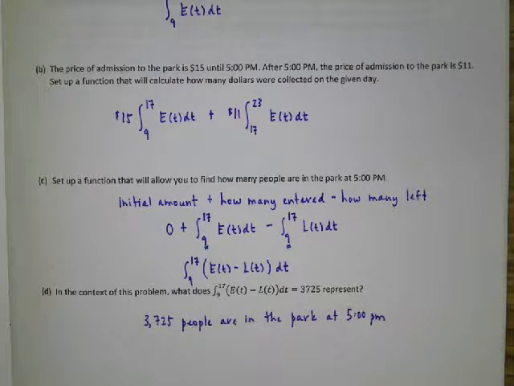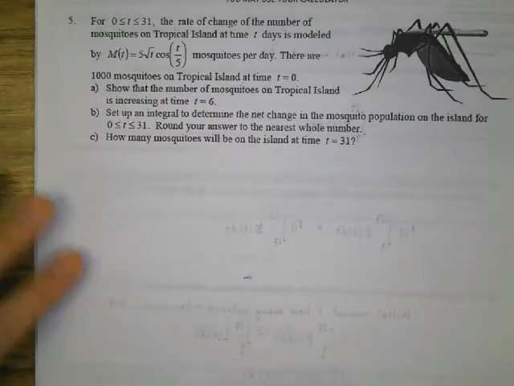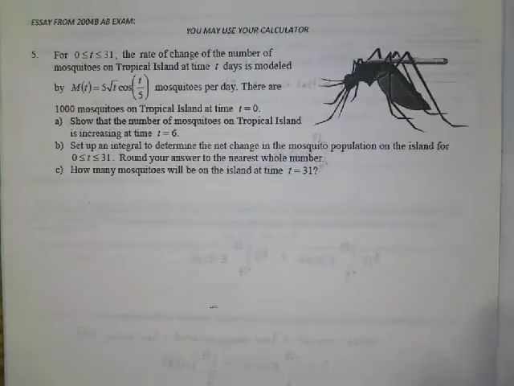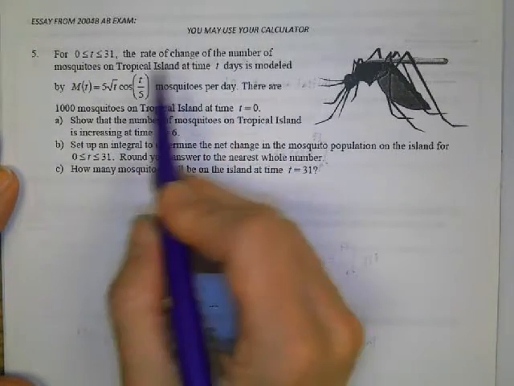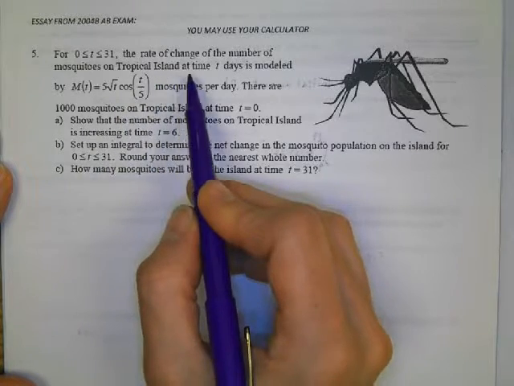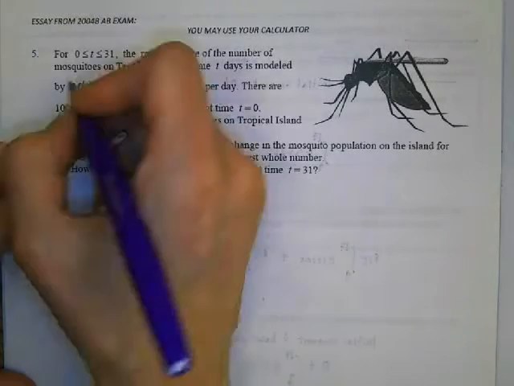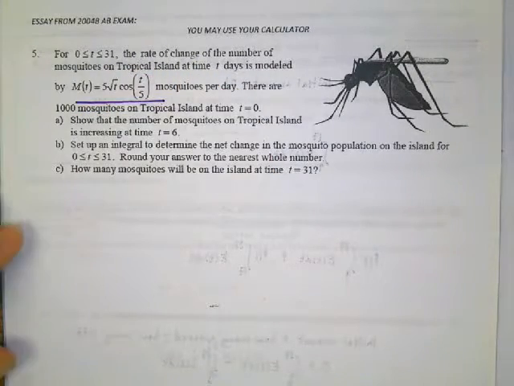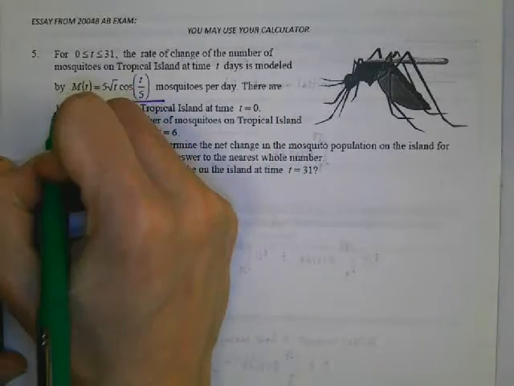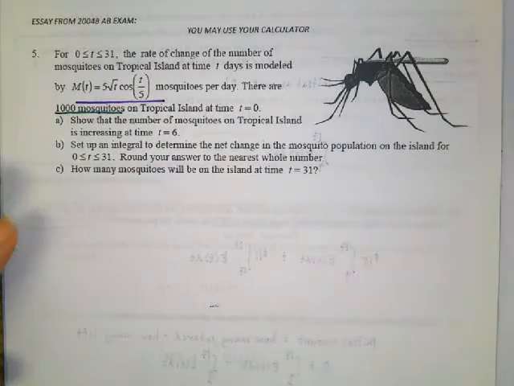Okay. Let's go ahead and do one more problem. Again, I know this is a long video, but we'll do one more and then we'll have the opportunity to work through a bunch in class tomorrow. All right, so here is our mosquito problem. It's telling us between the time of 0 and 31, the rate of change of the number of mosquitoes on Tropical Island at time t days is modeled by this function. So here is my rate function, and that's in mosquitoes per day. They're also telling us that we have 1,000 mosquitoes on the island at t equals 0. So that's our initial amount.